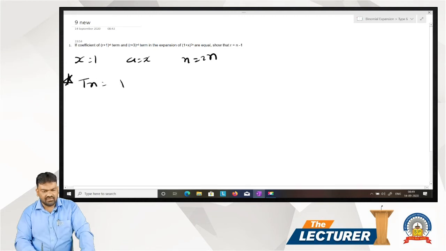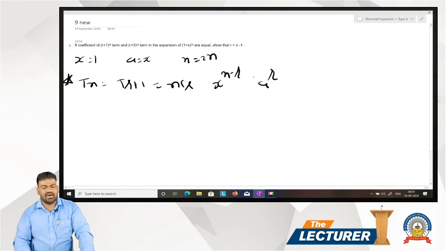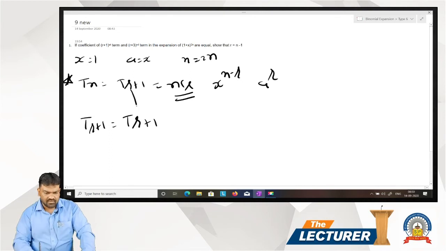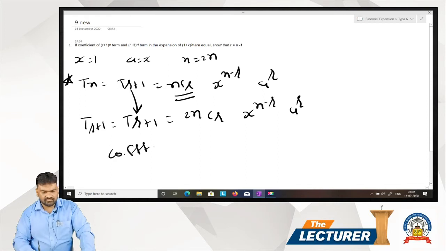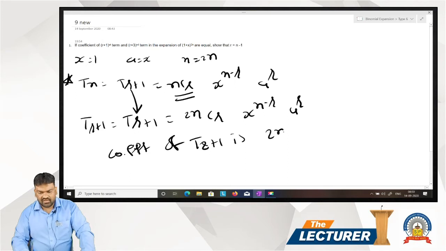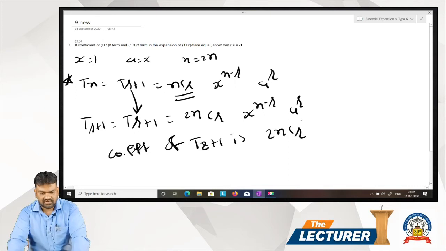The term T(r+1) is equal to nCr x raised to n minus r a raised to r. This is the coefficient of the term. Now first, T(r+1), that is T(r minus 1 plus 1), that is T(r+1). So r is equal to r, n is equal to 2n, nCr x raised to n minus r a raised to r. So the coefficient of T(r+1) is 2nCr.